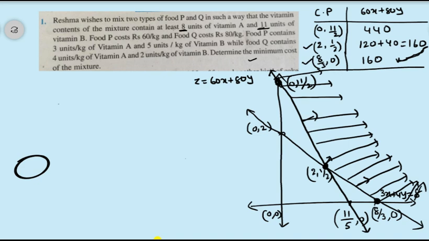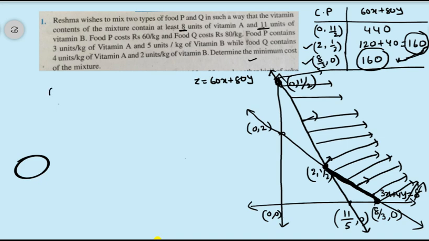That means the objective function has a minimum value at all points on the line segment joining 2 comma 1 by 2 and 8 by 3 comma 0. If it is a bounded region, we can say the objective function has a minimum value 160 at all points on the line segment joining 2 comma 1 by 2 and 8 by 3 comma 0. But we can't say here directly like that. Okay, further verification is there.